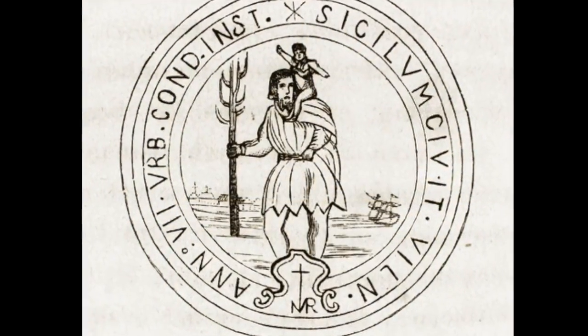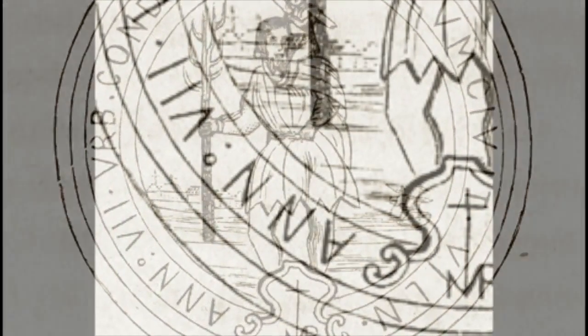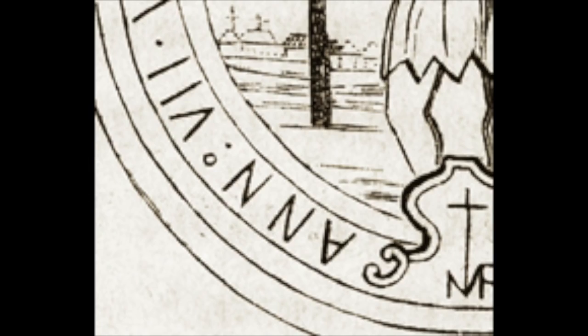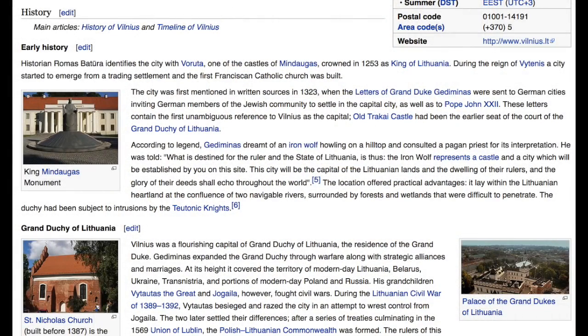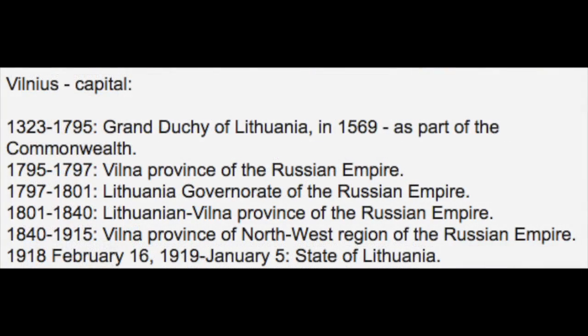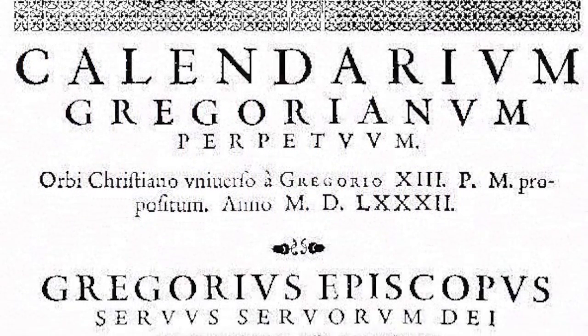This is an old emblem of the city of Vilnius. It is absolutely clearly written on it, 7th century, and yet according to the mainstream history, this is city of the Middle Ages. You can click on link number 7 for more examples and much more details.